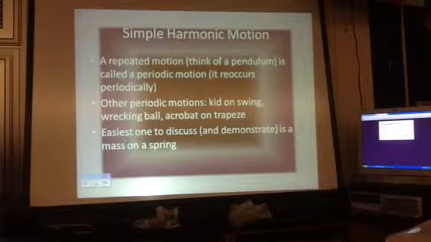Okay, so here we go. I've got a spring, I've got a mass attached to it. What's going to happen if I let go? This is fun. I want to do this. Okay, it's bungee jumping for square masses.